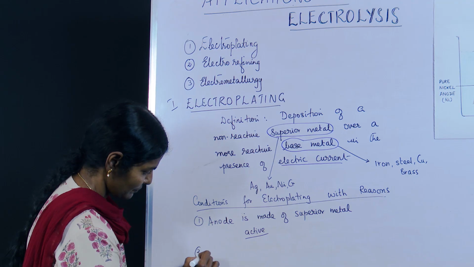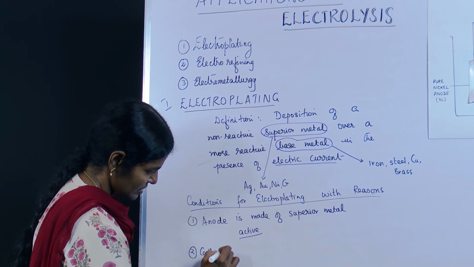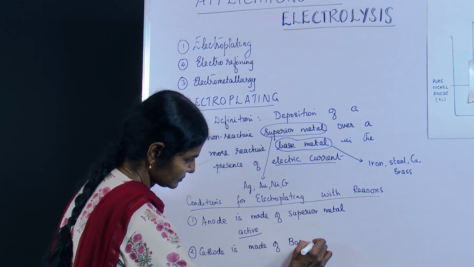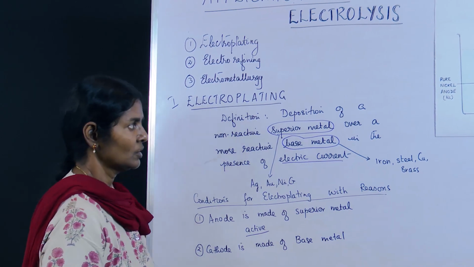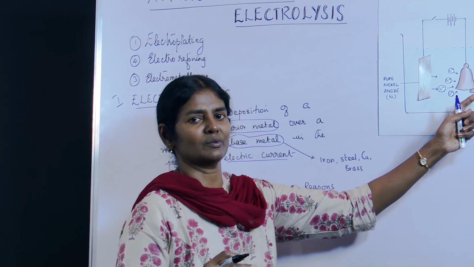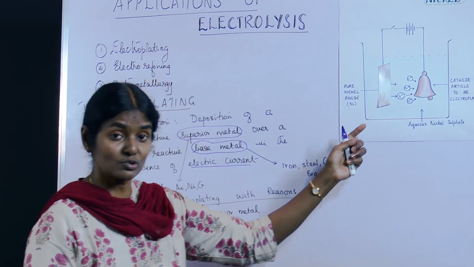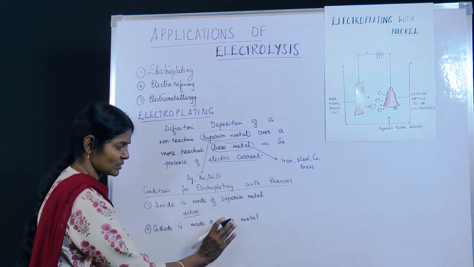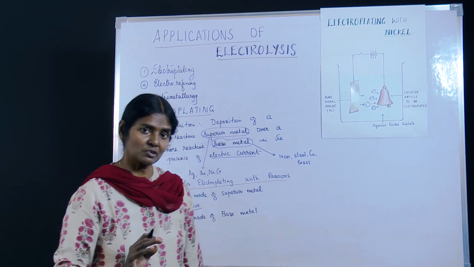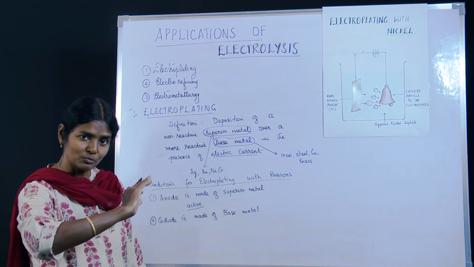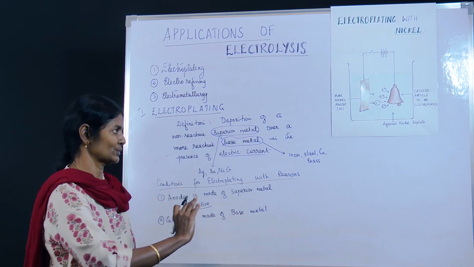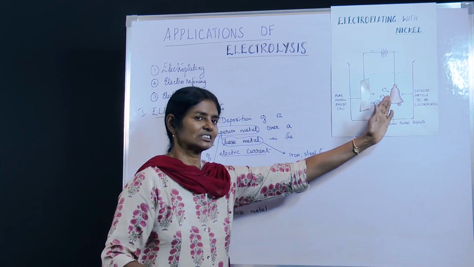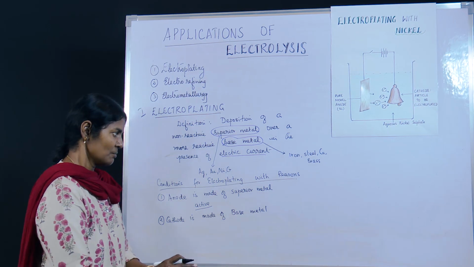The cathode is made of the base metal. This will be inferior, we can call it an inferior metal compared to the superior metal. Its value or worth is inferior, and the cathode is made of this because according to our mechanism of electrolysis, all cations will move and get deposited at the cathode. So if we are going to have cations here, they can only go towards the cathode. So the cathode should be made of the base metal.